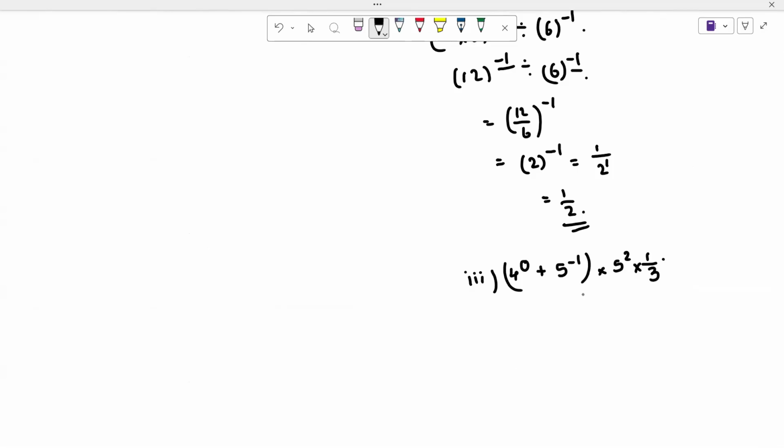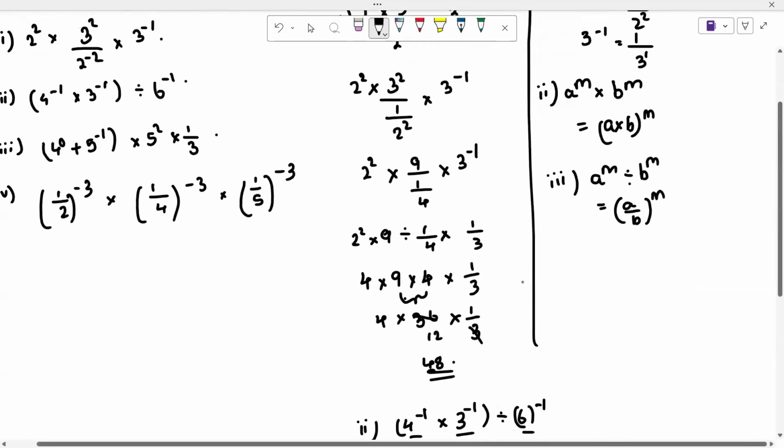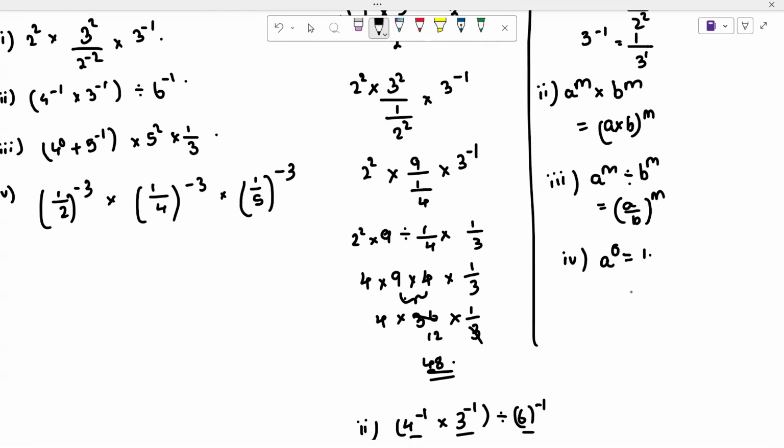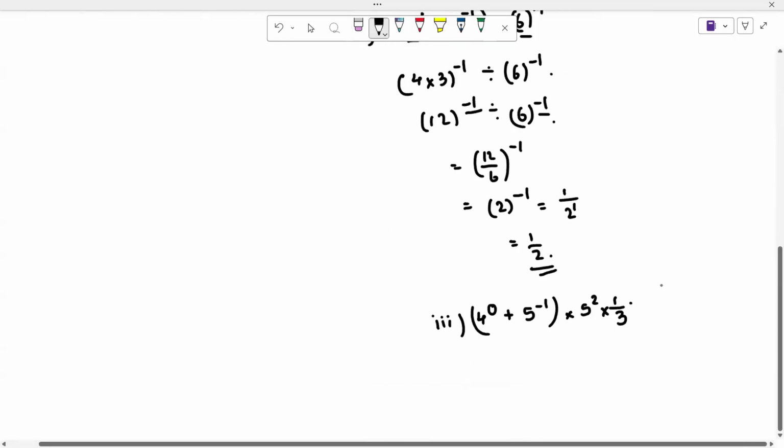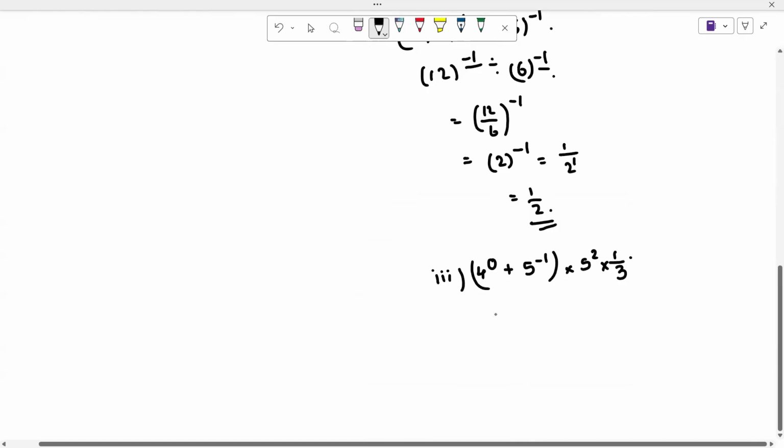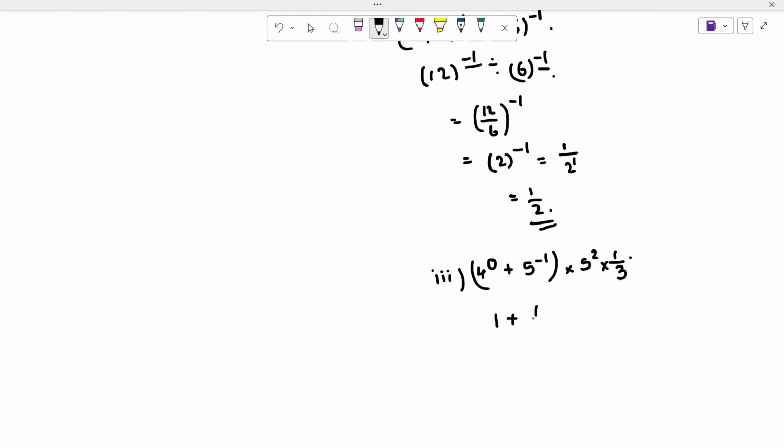Okay, so we need to know one thing. Anything power 0, this is the next law that we are using. A power 0 is equal to 1. B power 0 is equal to 1. Anything power 0 will equal 1. So 1 plus 5 power minus 1. 5 power minus 1 is nothing but 1 by 5 power 1, or just 1 by 5. You can write 1 by 5 power 1 also if you want. Into 5 square into 1 by 3.